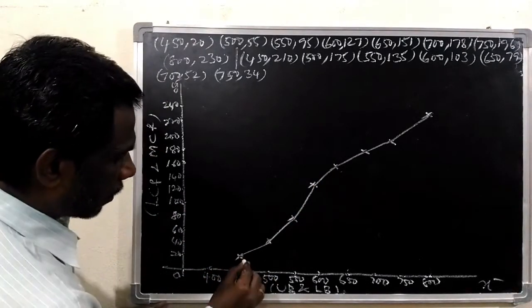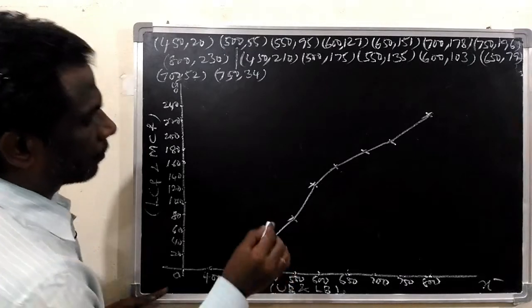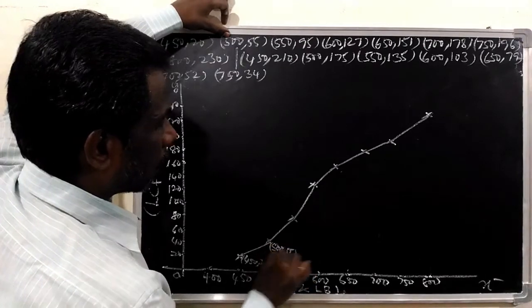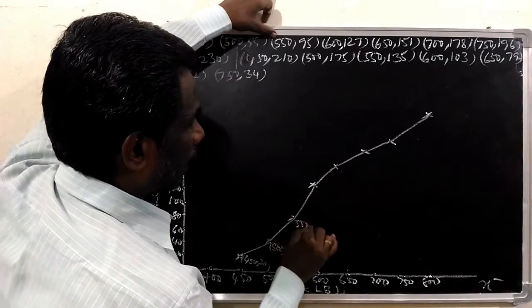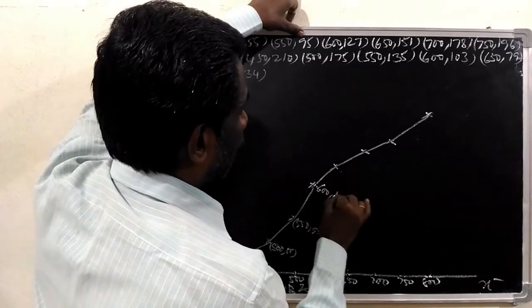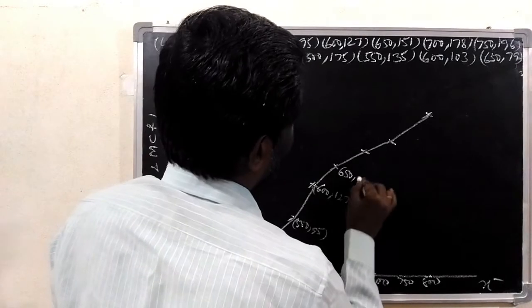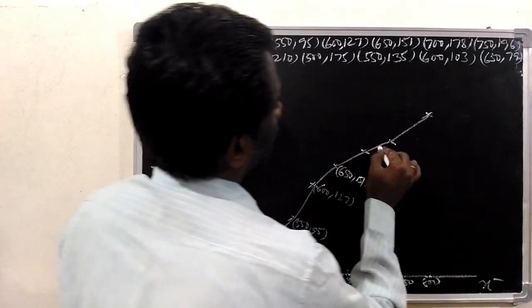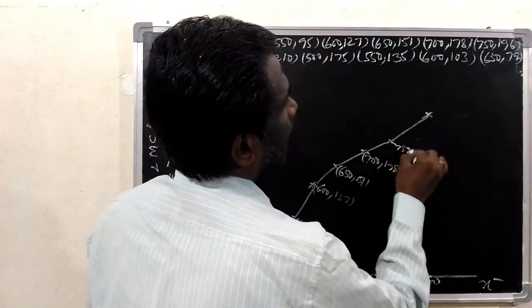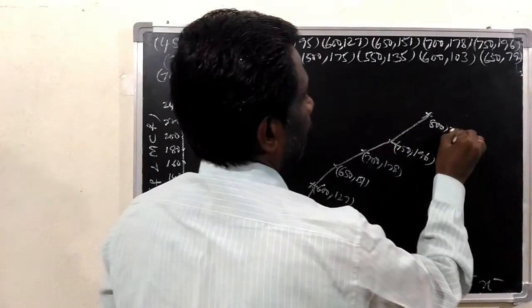And these are the points: 450 comma 20, 500 comma 55, 550 comma 95, 600 comma 127, 650 comma 151, 700 comma 178, 750 comma 196, 800 comma 230.